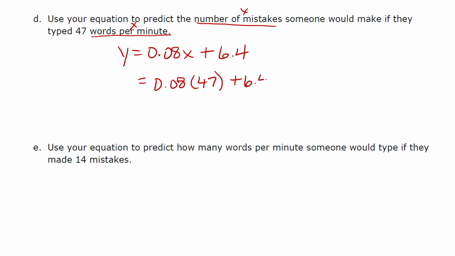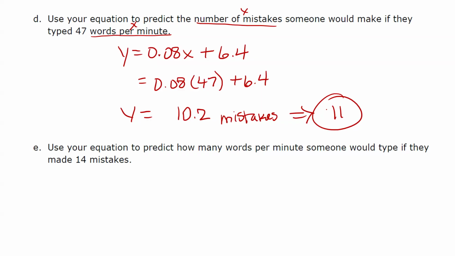Plus 6.4. We will enter that in our calculator, and we should get y equals 10.2 mistakes. So that would be rounded to 11, because you can't make 0.2 of a mistake.